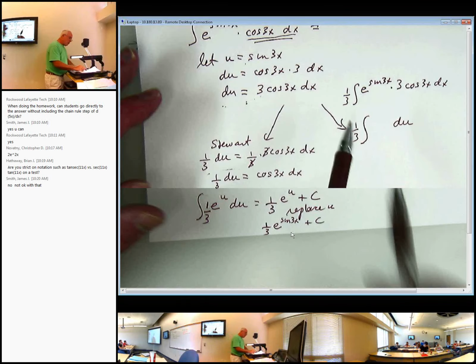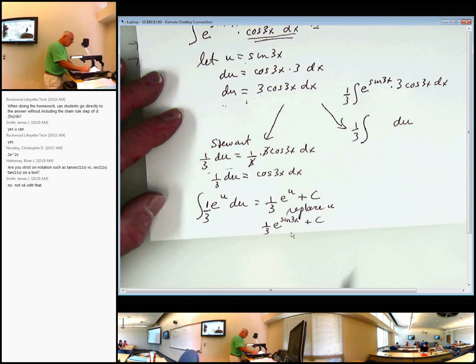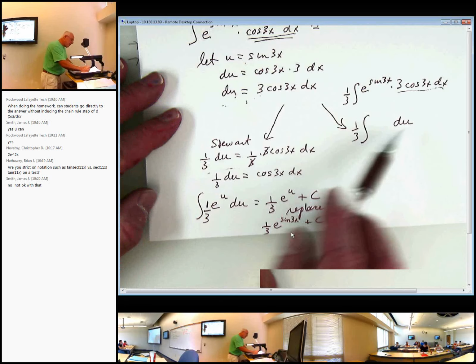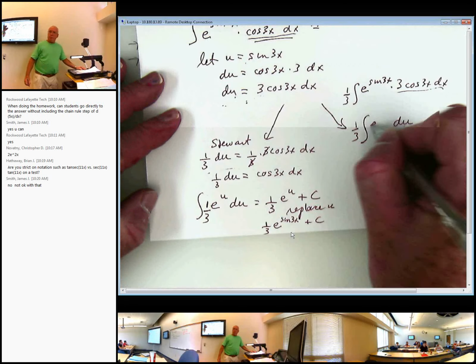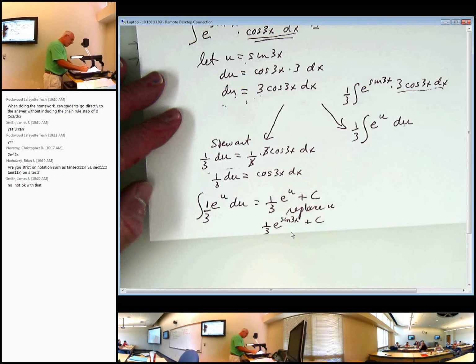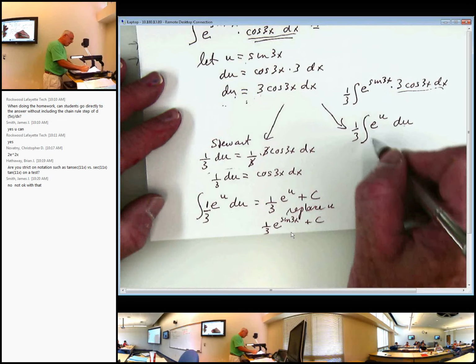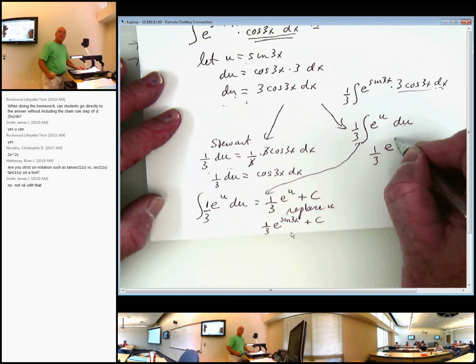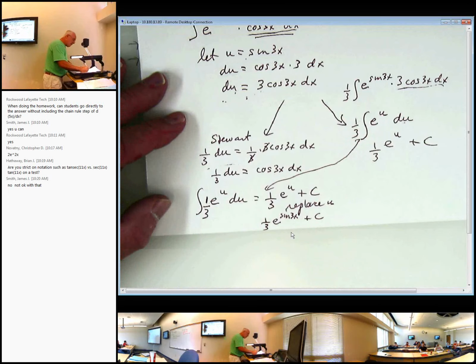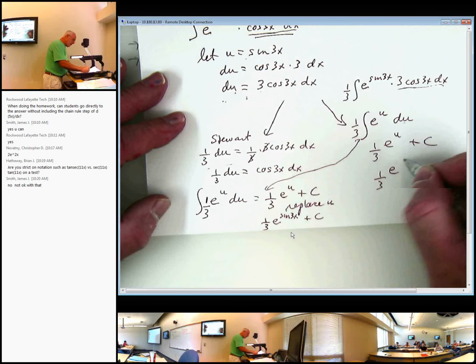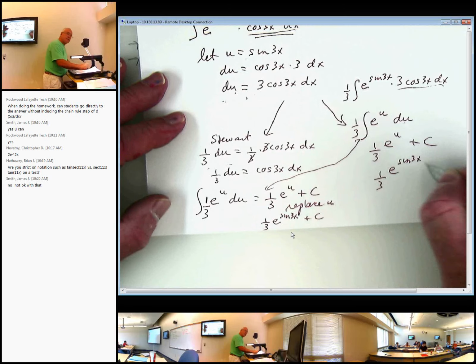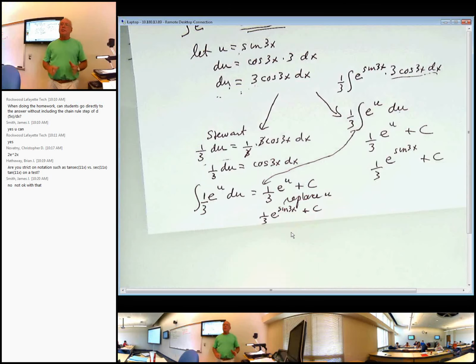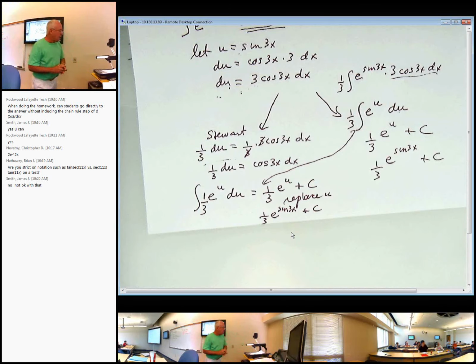Right. And then I can replace, okay, the 1/3 gets carried down. This 3 cosine 3x dx is our du. I'll write that down there. And then here's our e to the u. And then we get the same exact thing as what we got there. And then we get the antiderivative as 1/3 e to the u plus C. And then replace the u: 1/3 e to the sine of 3x plus capital C. All right, you get the same result. Okay.